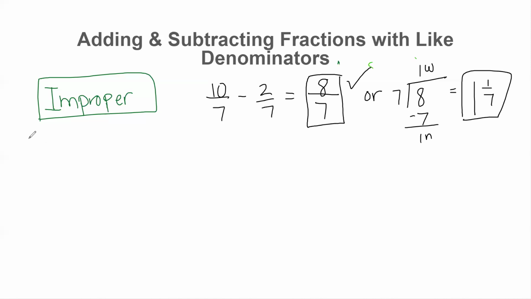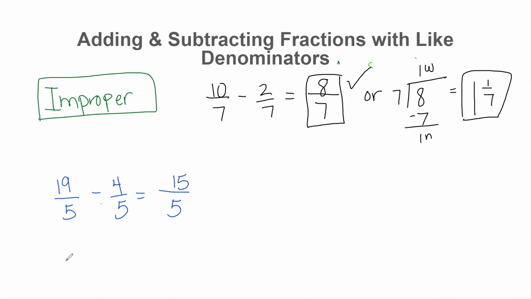Okay, let me do one more here. Let's do 19/5 minus 4/5. They have a common denominator. We're going to keep that 5. 19 minus 4 is 15.